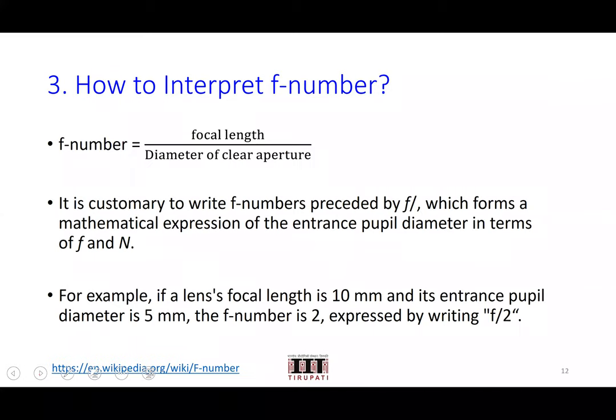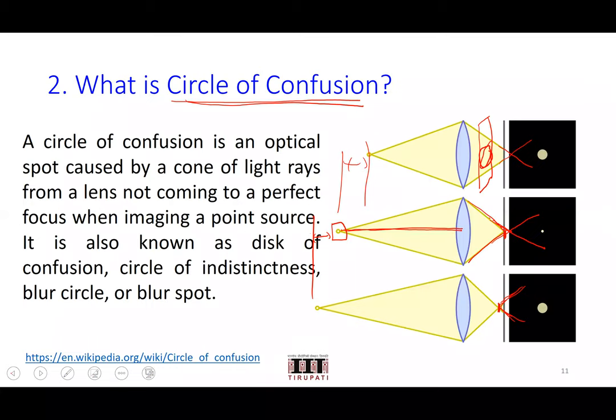Okay, so the next one was F number. This F number is the ratio of focal length. Sir, what will determine the radius of the circle of confusion? Yes, you tell me that.